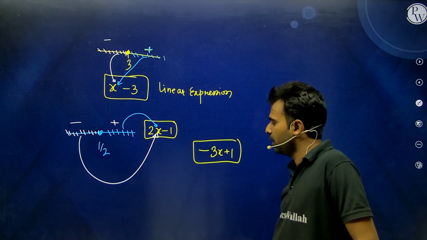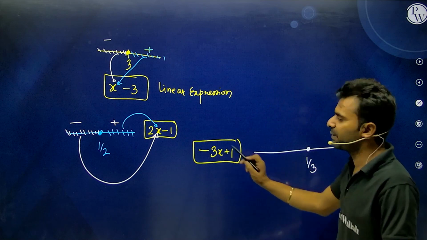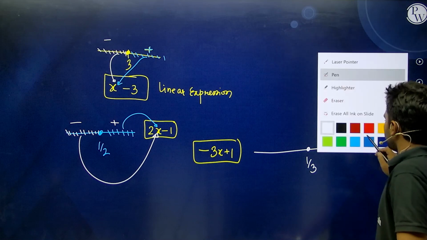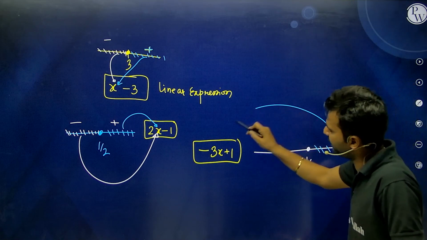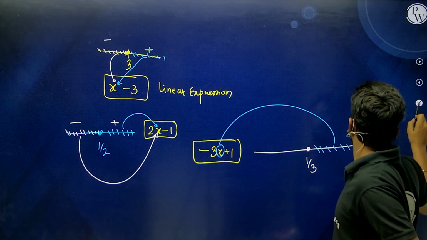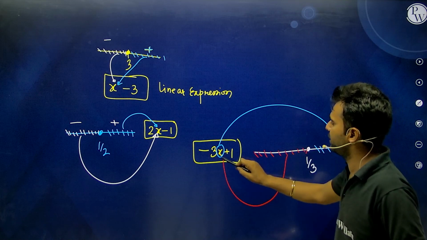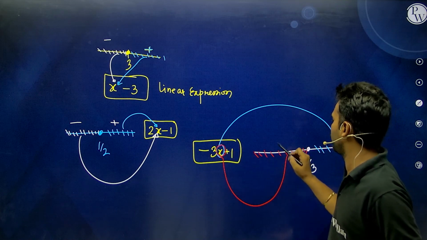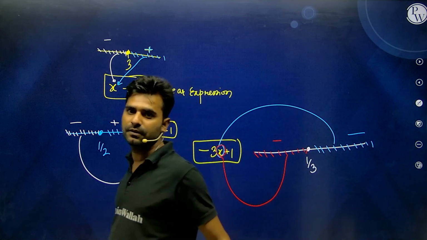Yes or no? Okay, let's have a look at this. If you put x equal to 1 by 3, this expression will be equal to 0. But if you put any value of x greater than 1 by 3 over here, this entire expression is going to be negative. And if you put any value of x lesser than 1 by 3 in place of this, the entire expression is going to be what? Negative. Yes or no? This happens for each and every linear expression, kids.